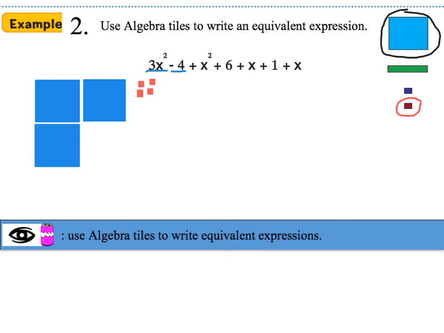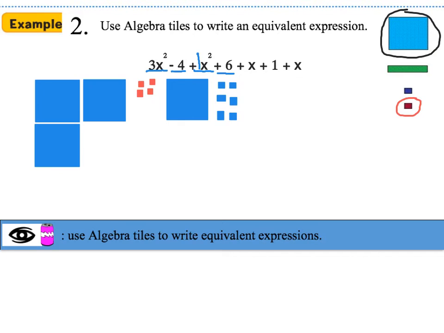My next term is x to the second power. But you remember your coefficients, 1 in front of it. So I'm going to draw another x to the second tile. My next term is plus 6, which is a positive constant. So let's go ahead and draw 6 constant tiles.